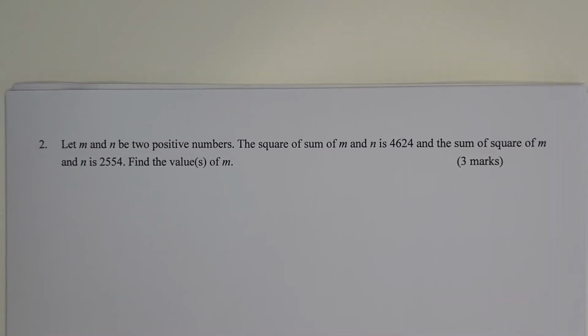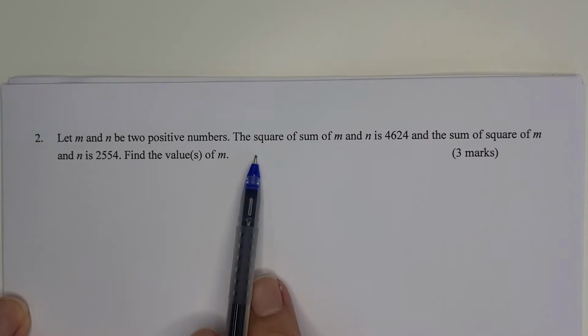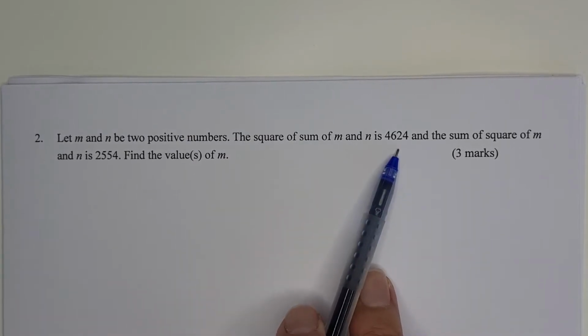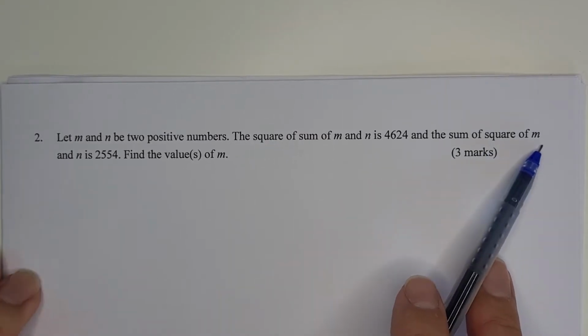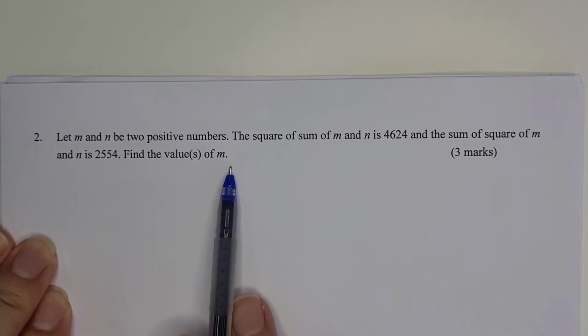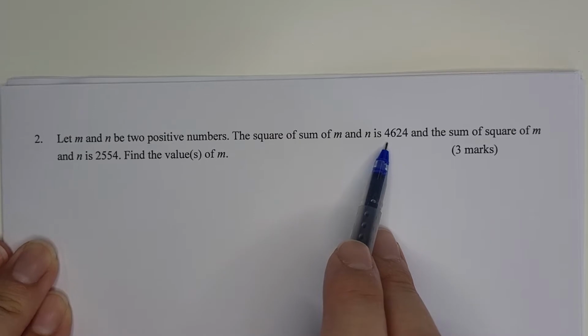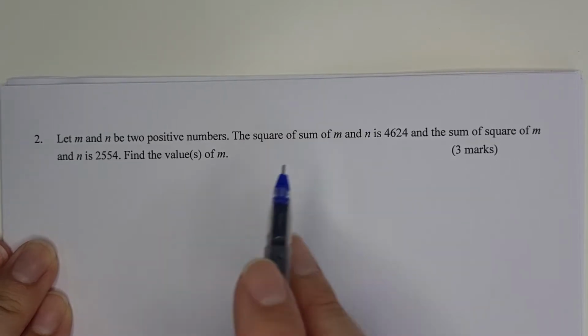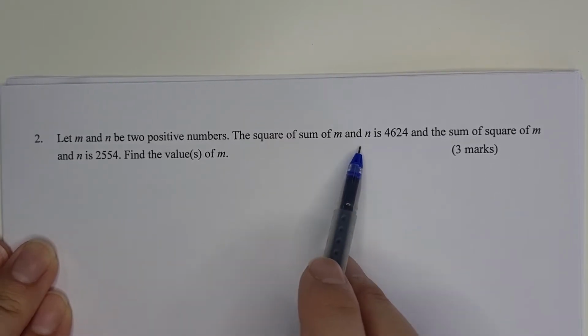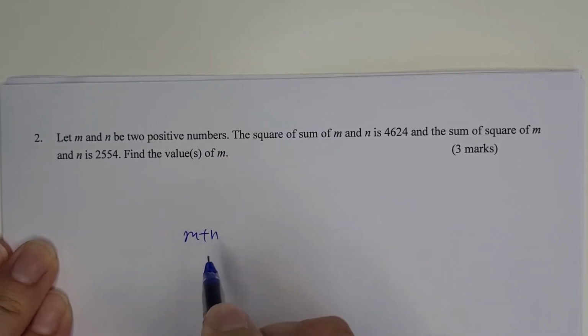And then go to question number 2. Let m and n be two positive numbers. The square of the sum of m and n is 4624. And the sum of squares of m and n is 2554. Find the values of m. You can set up two equations. The first one, 4,624, that is the sum of m plus n. That means you add them together and then take the square.